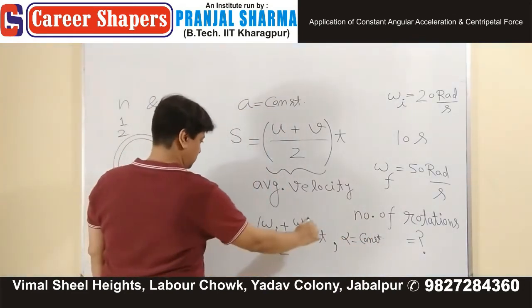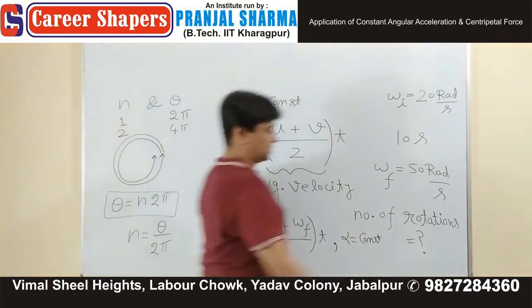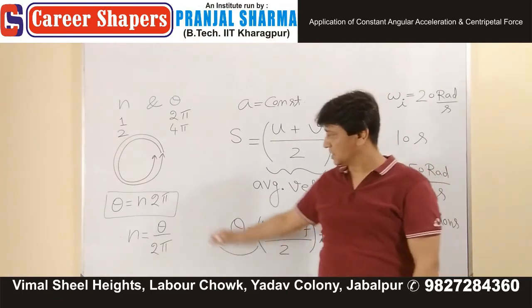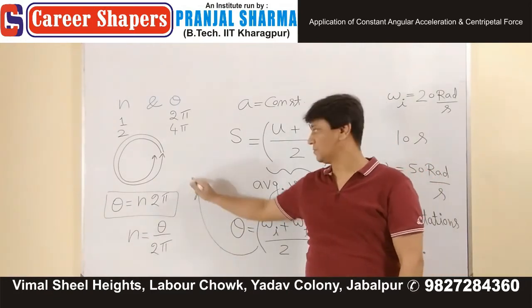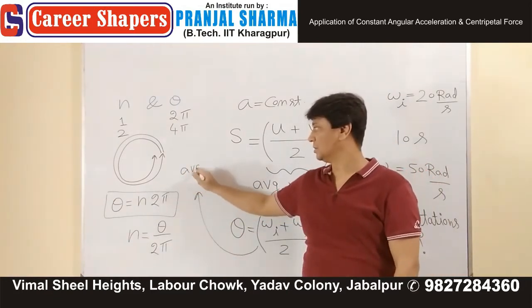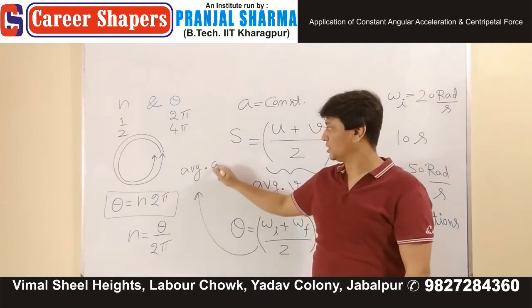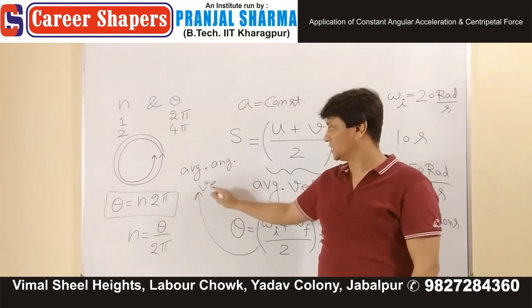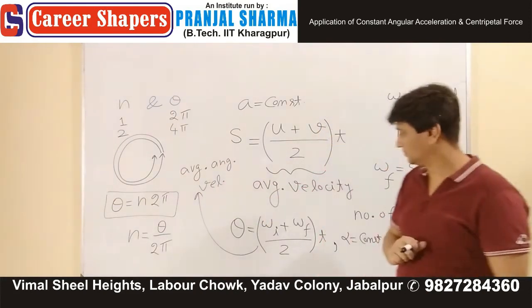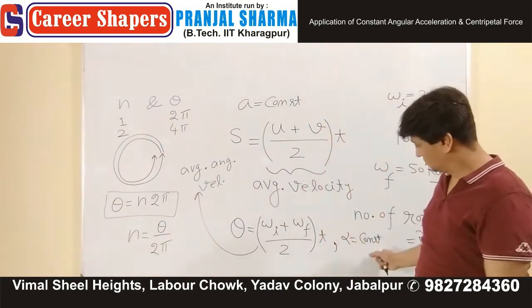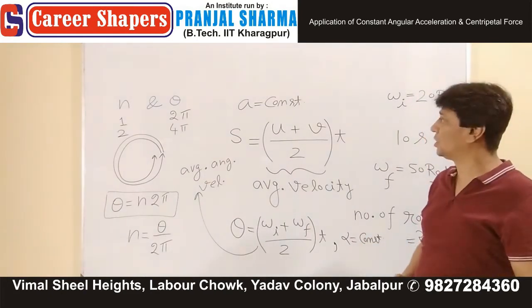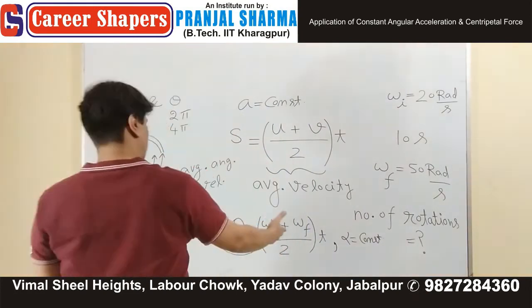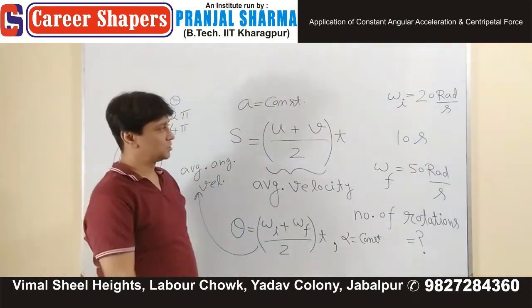What is this term inside the bracket? It will be called what? Average angular velocity, provided alpha is constant. Now, once you know this formula, how easy it is to answer the question.